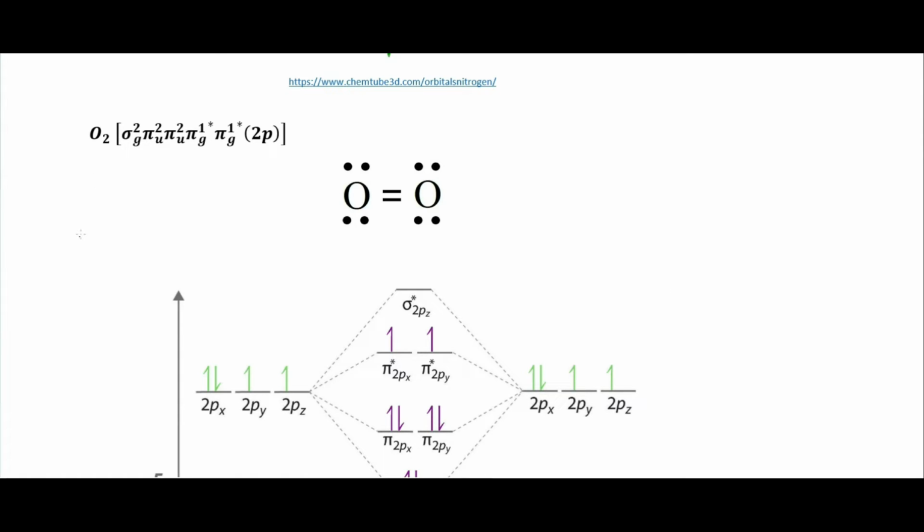So the oxygen here, we have our molecular orbital.